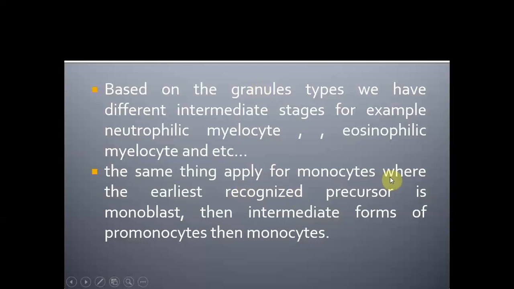The same thing applies for the monocytes also. The earliest recognizable precursor will be the monoblast, but they don't have the same pattern of differentiation. We will not focus much on it, but let us know that the monoblast will pass into intermediate forms, the promonocyte, and then a monocyte.